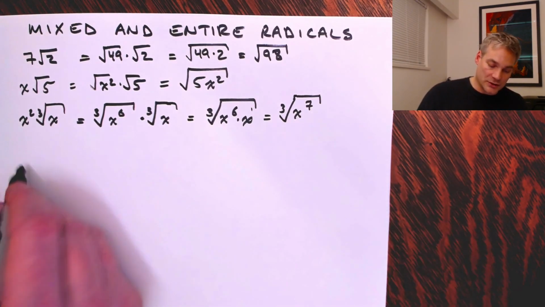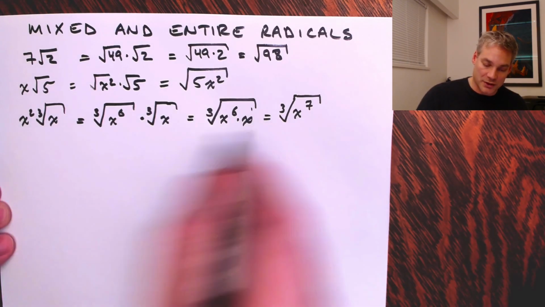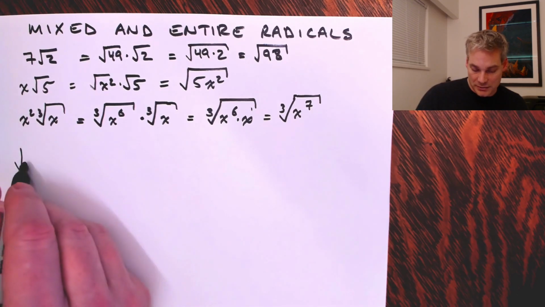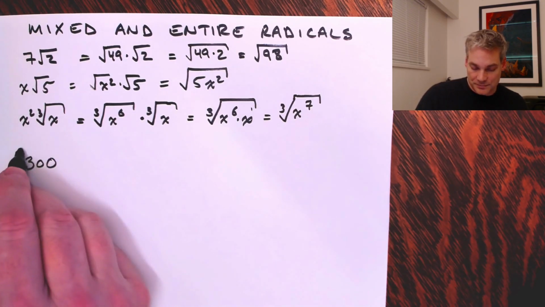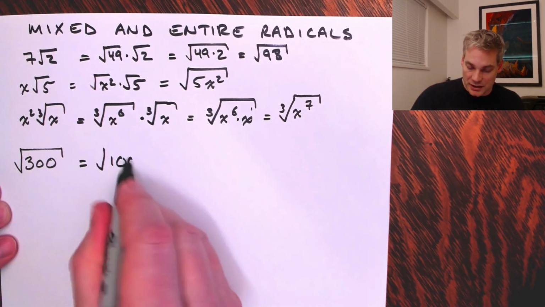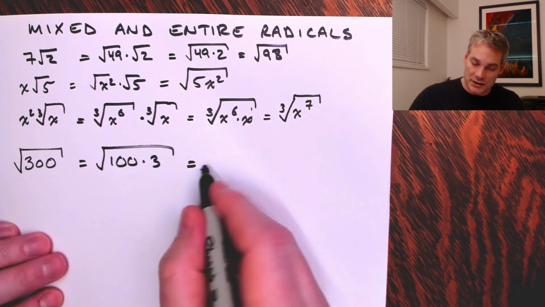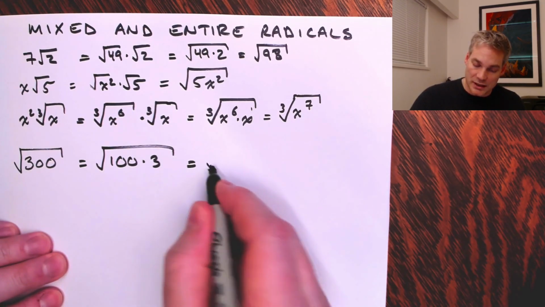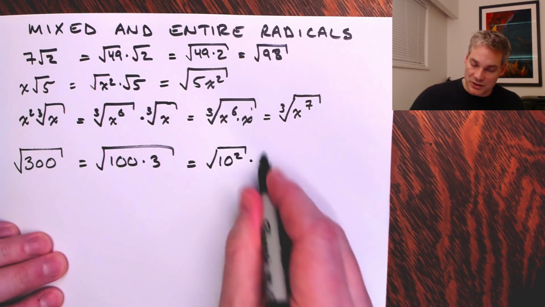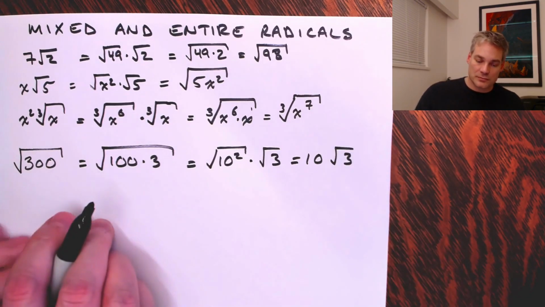So what if I wanted to go the other way? So this is going mixed to entire. What if I wanted to go entire to mixed radical? Well, let's say I had the square root of 300. Well, that's just the root of 100 times 3. And I know the root of 100, that's just 10. So let's do this. That's 10 squared times the root of 3. So that's just 10 root 3.